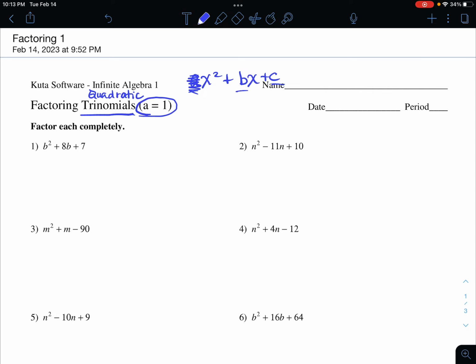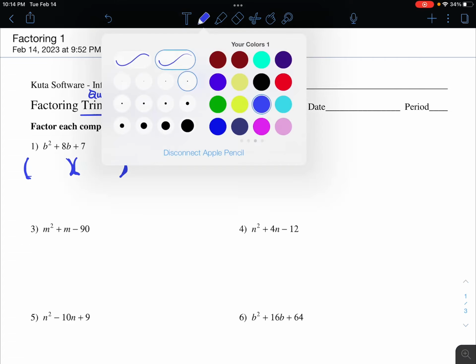Okay, so let's look at number 1, for example. Here I have b squared plus 8b plus 7. If I were to unmultiply that, I know I'm going to end up with 2 binomials. It's like multiplying 2 binomials together. Remember, we said that it's FOIL. Remember how I talked about that means first, outer, inner, last. If that's helpful, use it; if it's not, then don't.